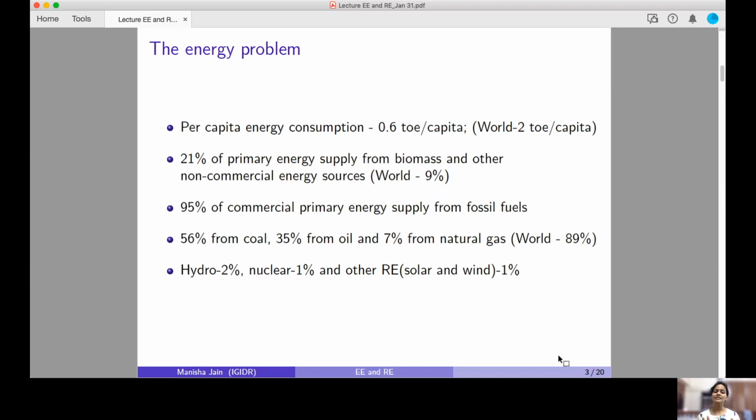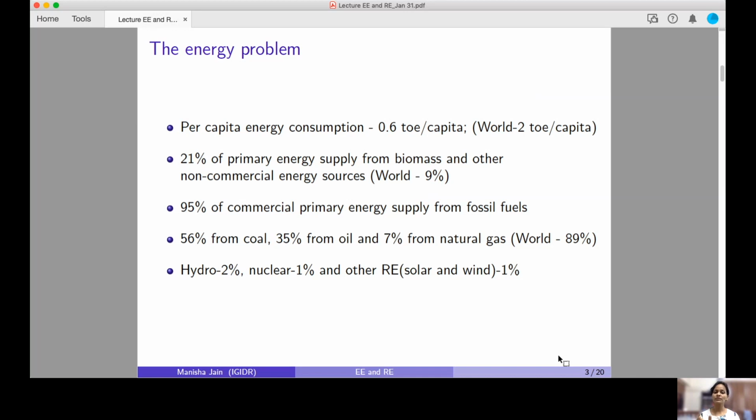So India is still, even in 2018, deriving 21% of our primary energy supply from non-commercial energy sources. And this energy consumption is not getting captured in per capita energy consumption. Not that it will increase the per capita energy consumption significantly, but it will increase the benefits of energy access.